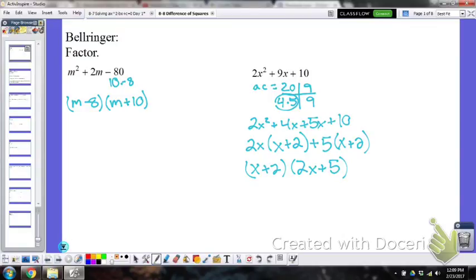So these are your solutions. The first one is m minus 8 times the quantity m plus 10. The second solution is x plus 2 times the quantity 2x plus 5.